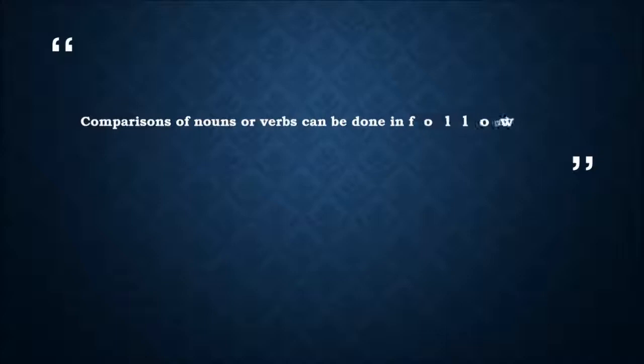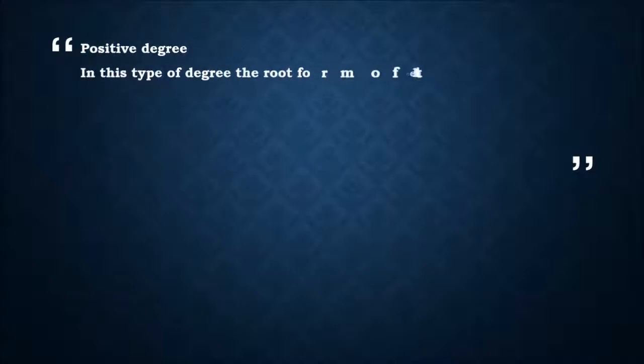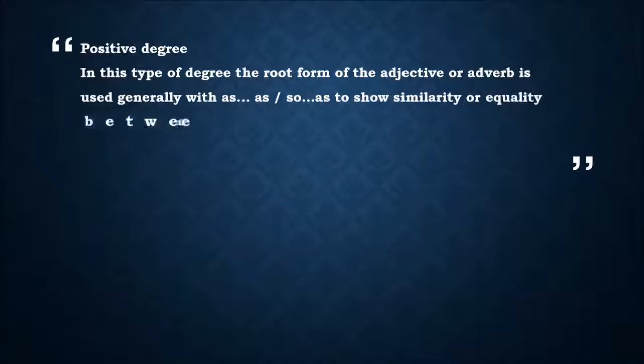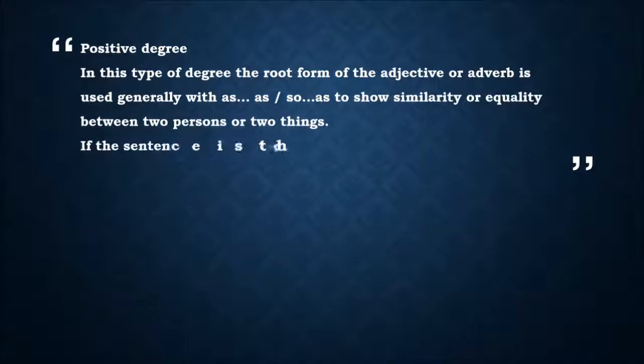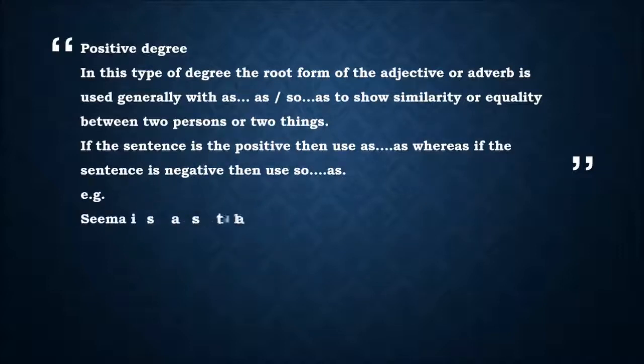Degree transformation comparisons of nouns or verbs can be done in the following 3 ways. 1. Positive degree. 2. Comparative degree. 3. Superlative degree. Positive degree: in this type of degree, the root form of the adjective or adverb is used, generally with as/so, to show similarity or equality between 2 persons or 2 things.